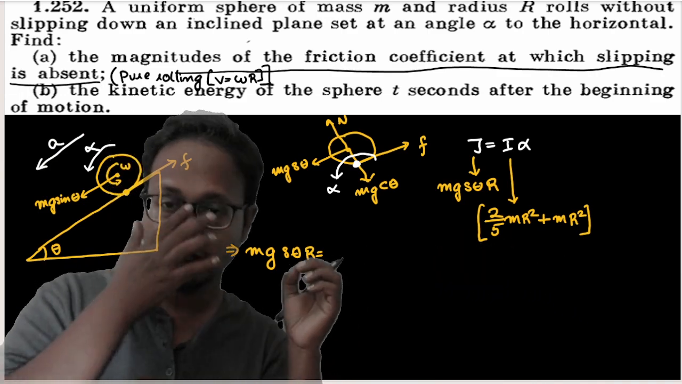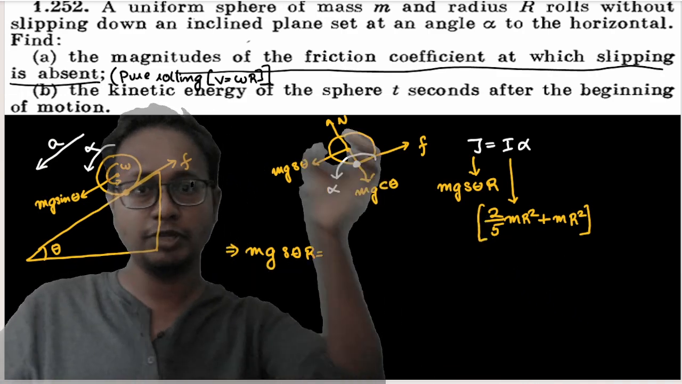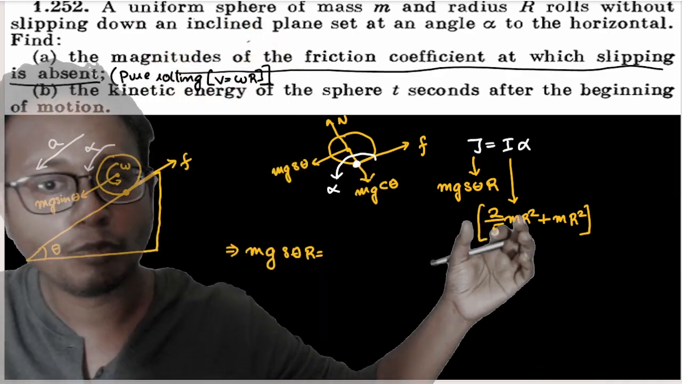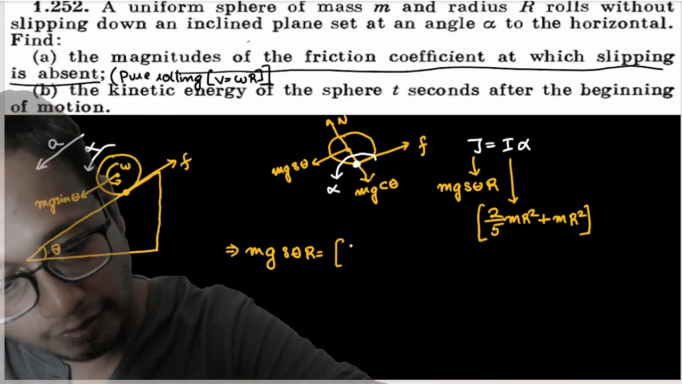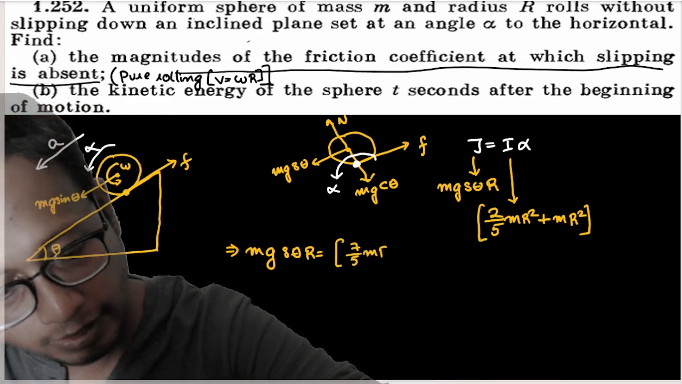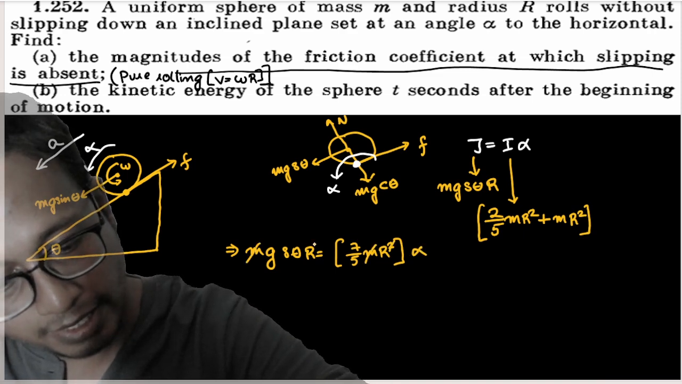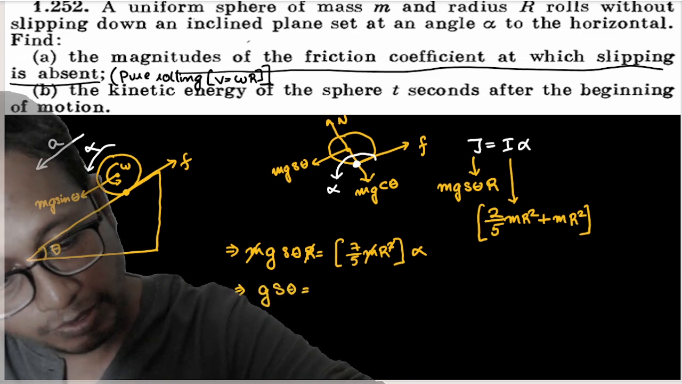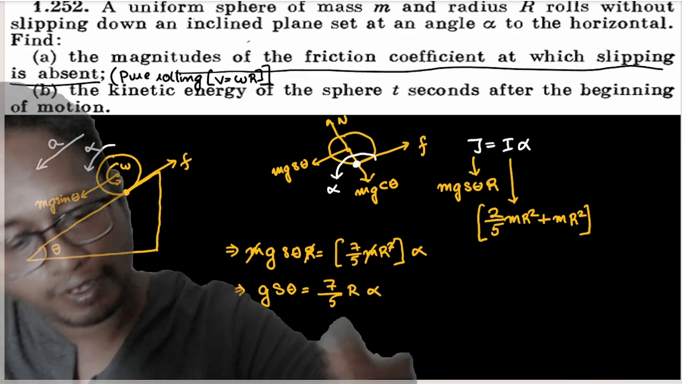The moment of inertia of a spherical shell is 2 by 3 m r square. For a whole sphere or uniform sphere or a solid sphere, it is 2 by 5 m r square. So the moment of inertia through this point would be 2 by 5 m r square plus m r square. This is nothing but 7 by 5 m r square, isn't it? Into alpha. So m and m would get cancelled, r and r would get cancelled, and I would have g sin theta is equals to 7 by 5 r into alpha.